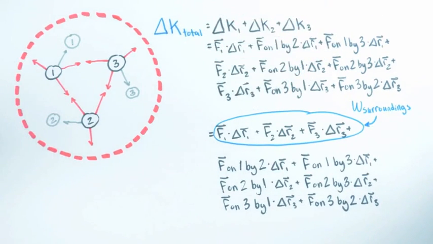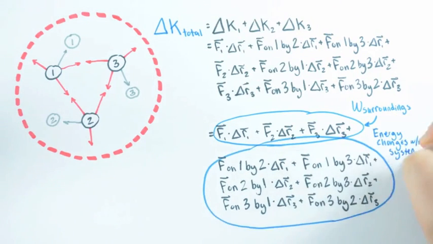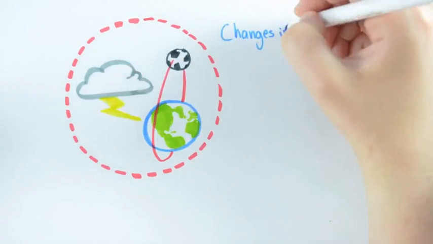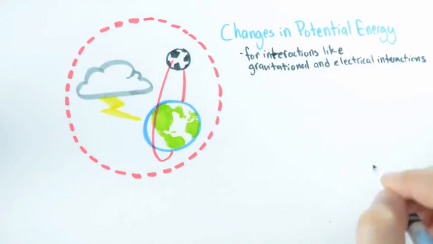This is our usual definition of work. However, the other group of terms represent work done by one part of the system on another part of the same system. Collectively, this represents energy changes inside our multiparticle system. And so, to make this clear, we will treat these terms differently. Now, for certain interactions like gravitational or electric interactions, these terms represent energy changes we'll call changes in potential energy, which we'll symbolize as delta U.